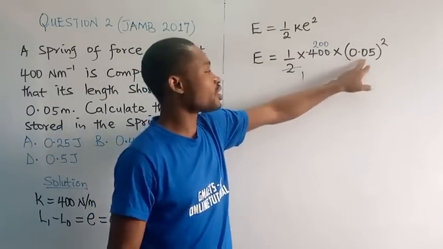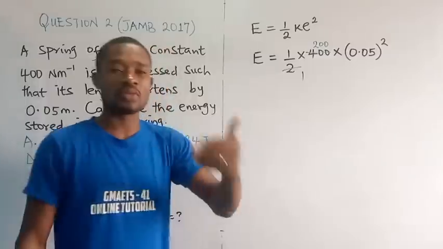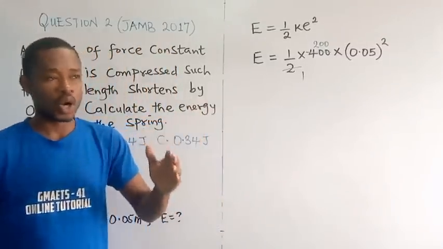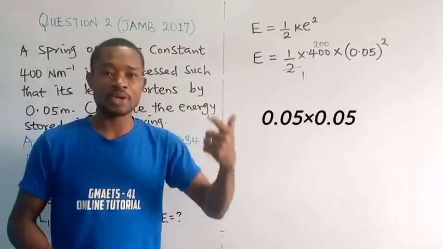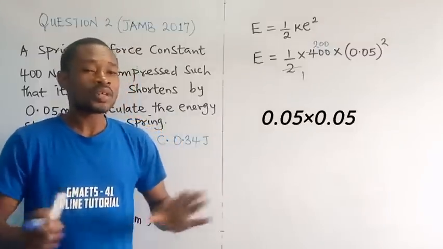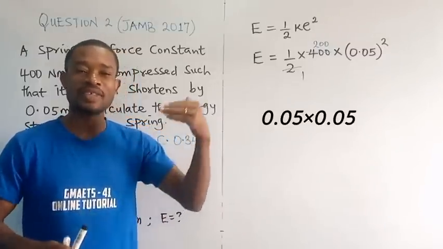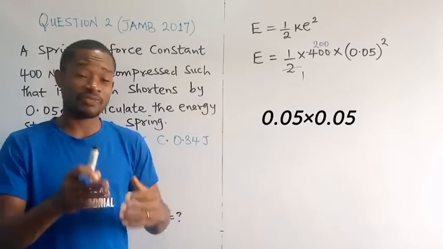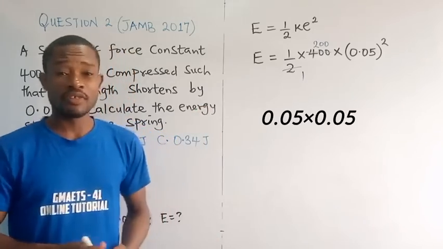For you to have 0.05 squared means that you're multiplying 0.05 by itself. That is 0.05 times 0.05. So what's the fastest thing to do here? Just multiply the non-zero digits, okay? In this case, 5 times 5, and that is going to give us 25.